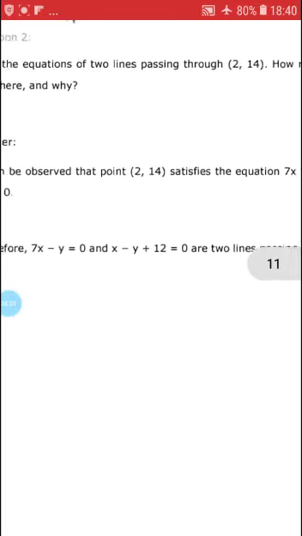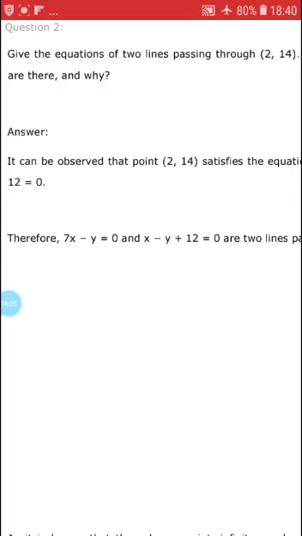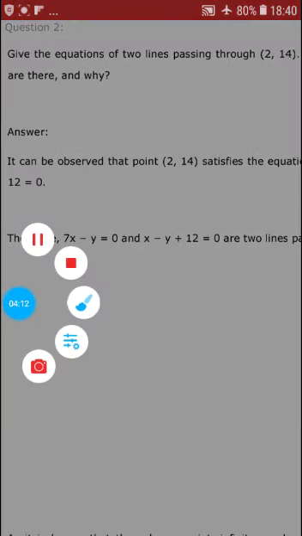If we put the values into the expression 7x minus y is equal to 0, we get 7 times 2 is 14, and 14 minus 14 is equal to 0. This satisfies our equation.